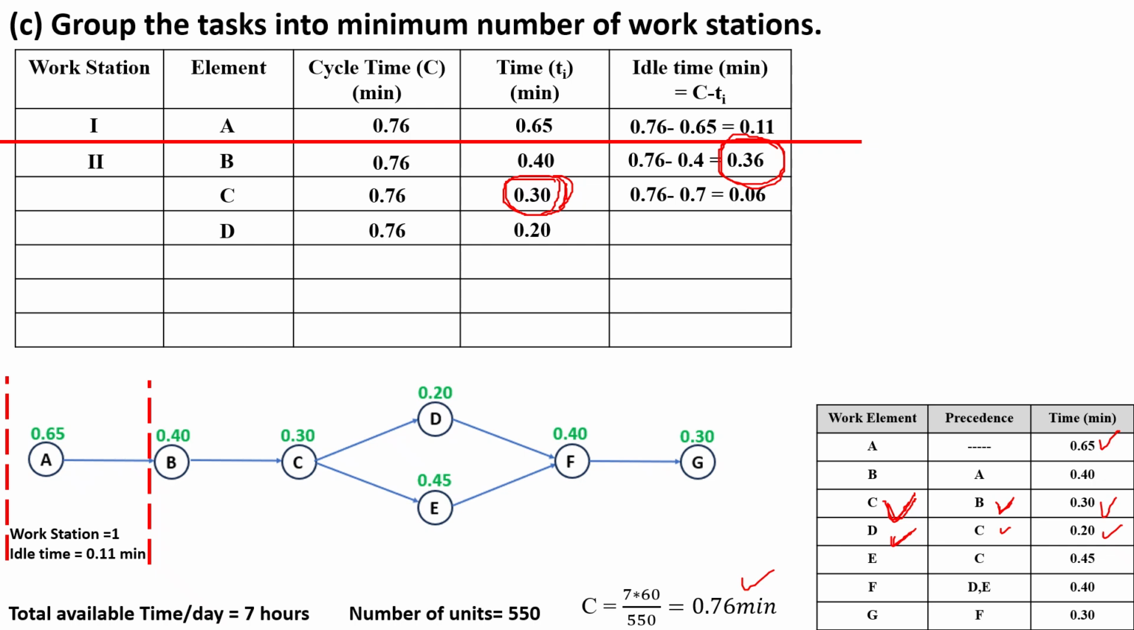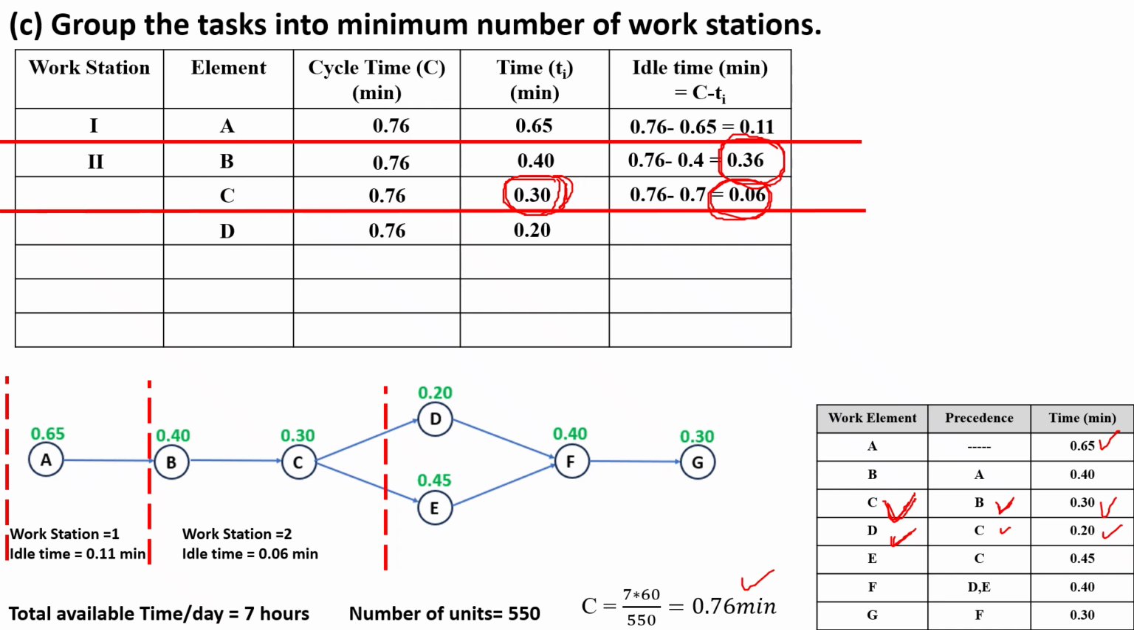So here observe, in the workstation 2, after completion of the work element C, idle time or availability time is only 0.06 minutes. But processing time of the element D is 0.2 minute. In this regard, we can't add the element D in the workstation 2. So now we have to close the workstation 2 with only two elements, that is B and C. So workstation 2 consists of the two elements B and C, and idle time is 0.06 minute.